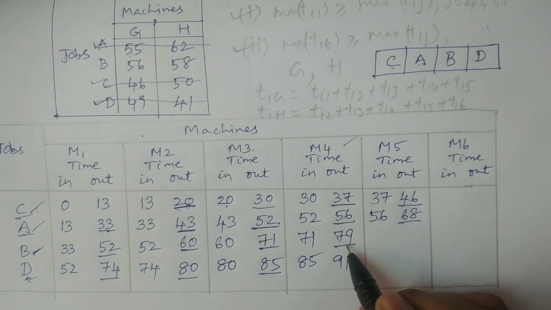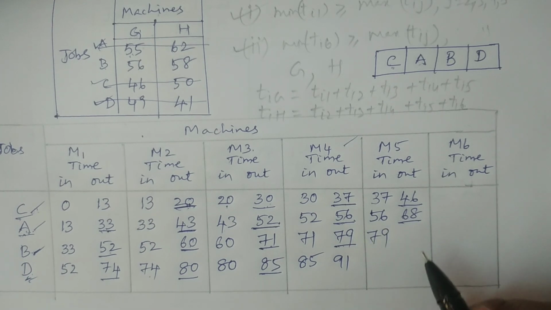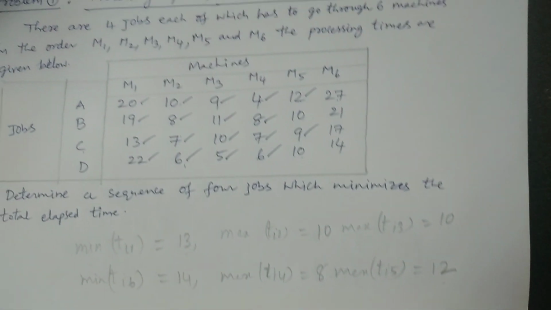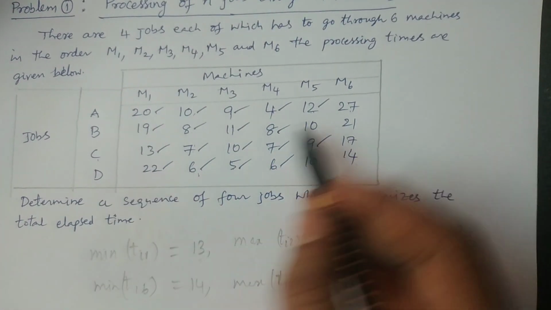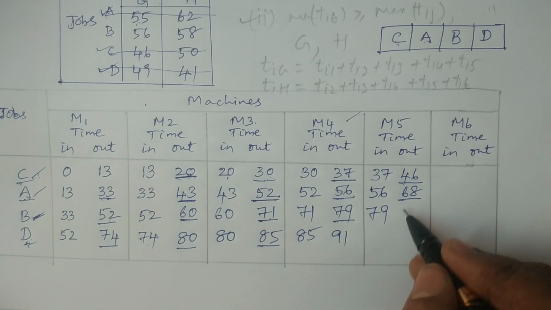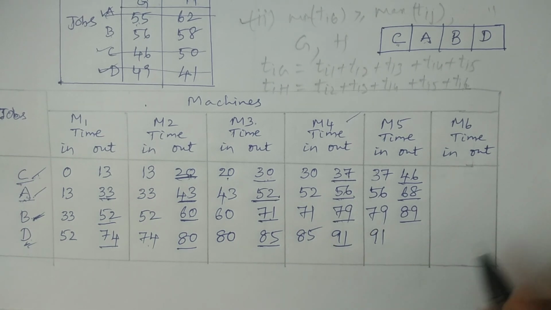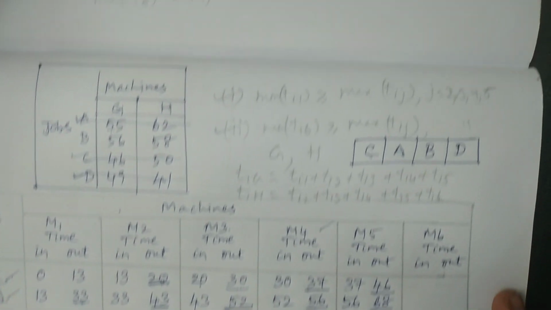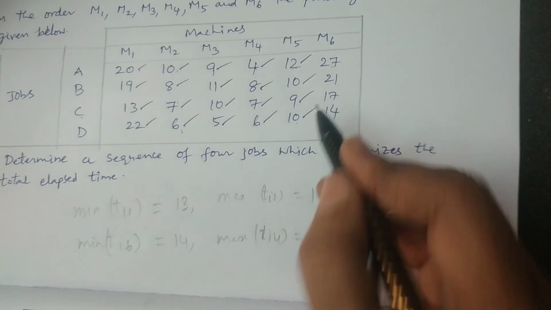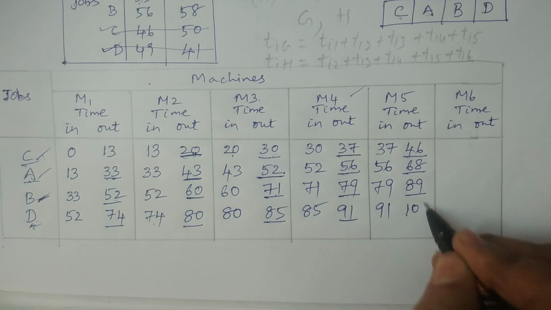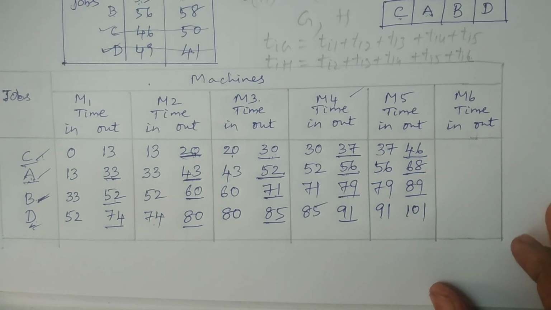And the maximum of 68 and 79 is 79. 79 plus the processing time of job B on mission 5. Job B on mission 5 is 10. So 79 plus 10 is 89. The maximum of 89 and 91 is 91. 91 plus the processing time of job D, which is 10. So 91 plus 10 is 101. So these are the timings and timeouts of mission 5.